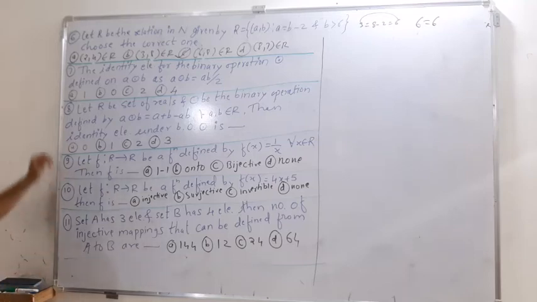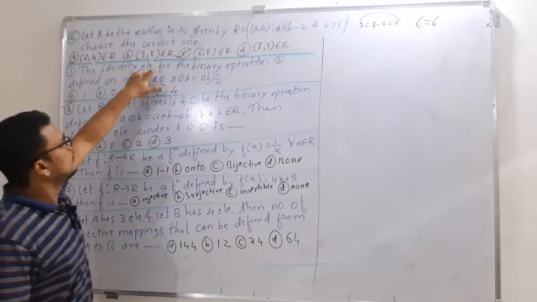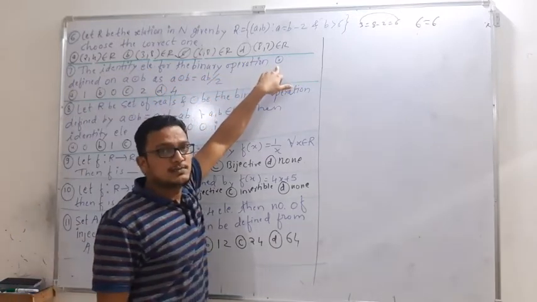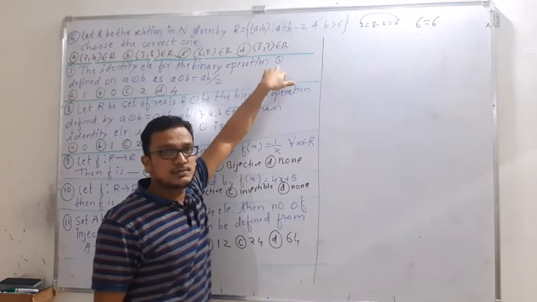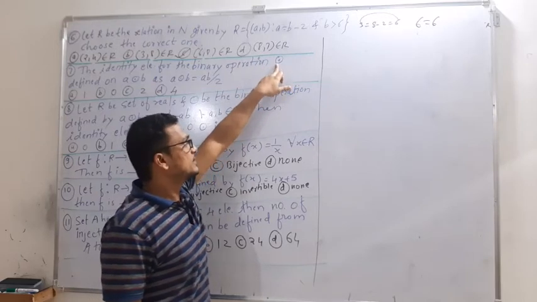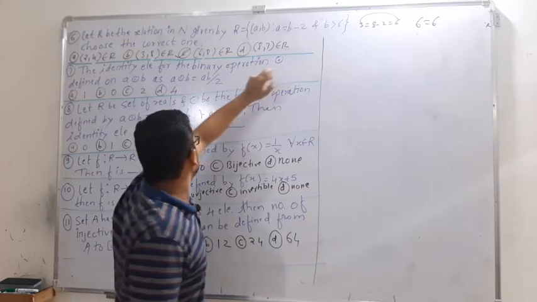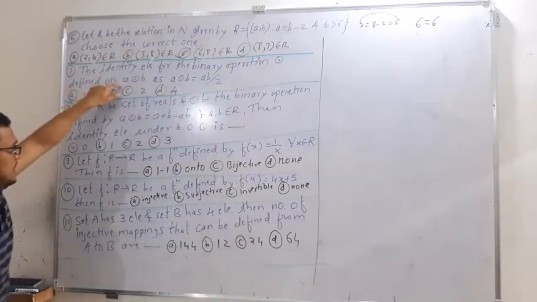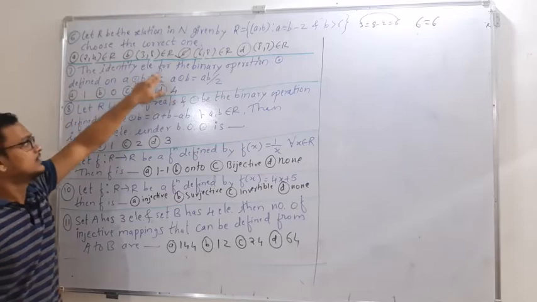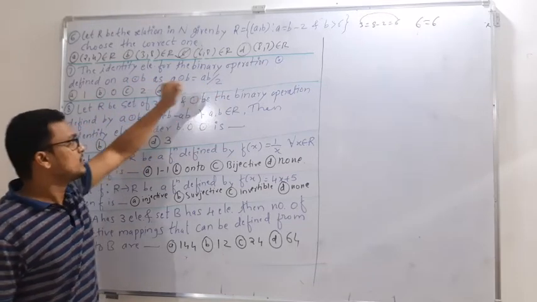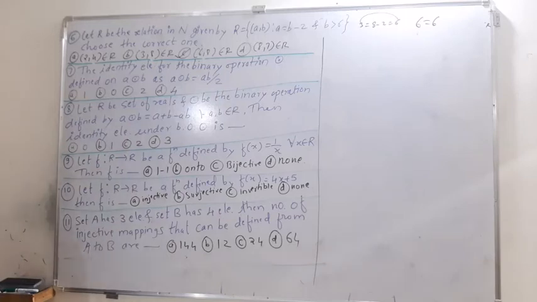Okay, next question. The identity element for the binary operation, see basically we use the binary operation star. Okay, but this is another notation as I have given in the introduction class. Binary operation defined on A star B as, that is A star B is equals to AB by 2. So for this binary operation you have to find out the identity element if it exists.